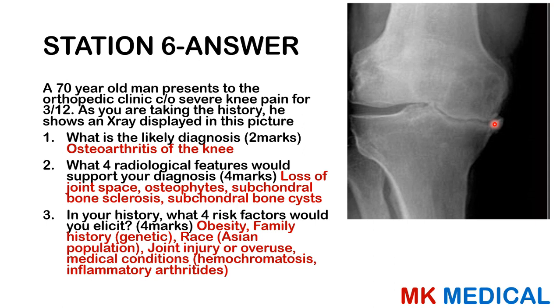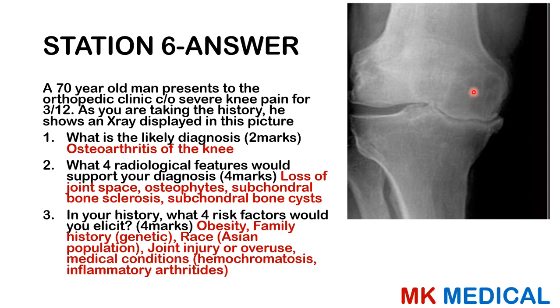So the 4 features that you look for, of course, you can remember with the acronym LOSS. L for loss of joint space, O for osteophytes, S for subchondral bone cysts, and the other S for subchondral bone sclerosis. So as you can see here, even in this bone, the density doesn't look like that of a normal bone.